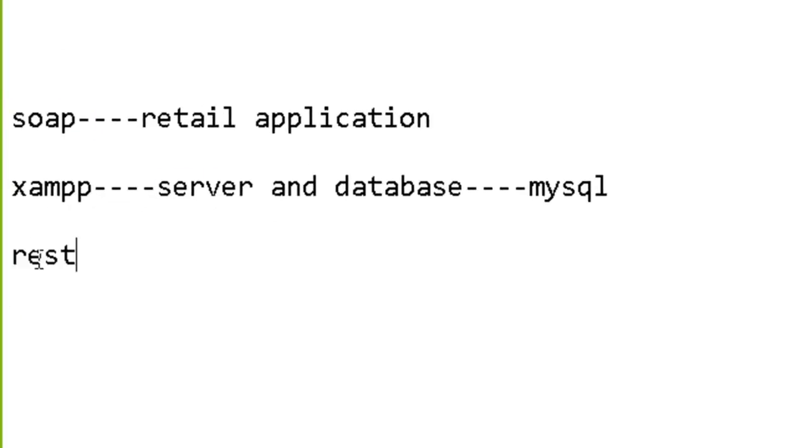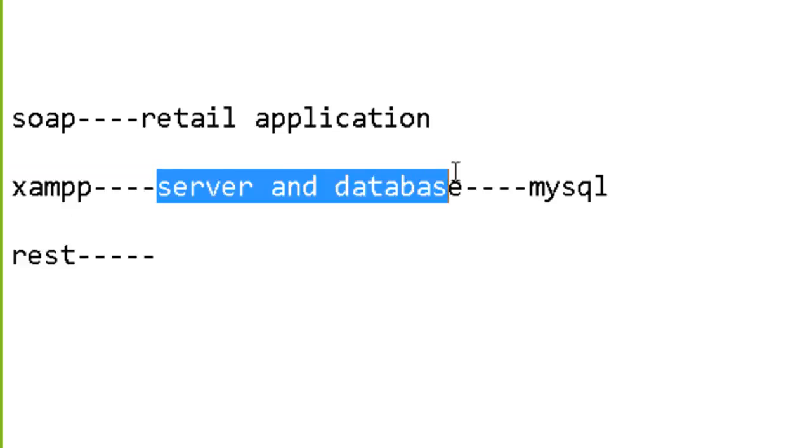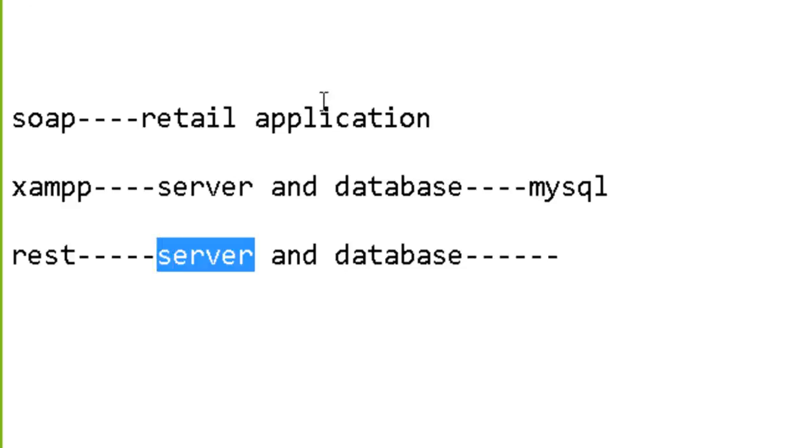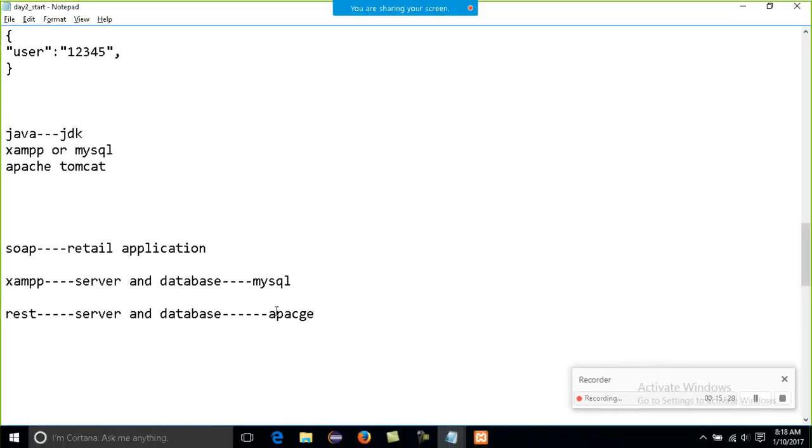So let's talk about REST now. For the case of REST, I don't need the same thing, server and database, but here something will change. I don't need this server for the backend functionality. Here the server will be what and the database will be what? For the case of REST, I'll use Apache Tomcat. This is a very important thing. So for the server, I'll work on Apache Tomcat, and for the database, what will I work on?